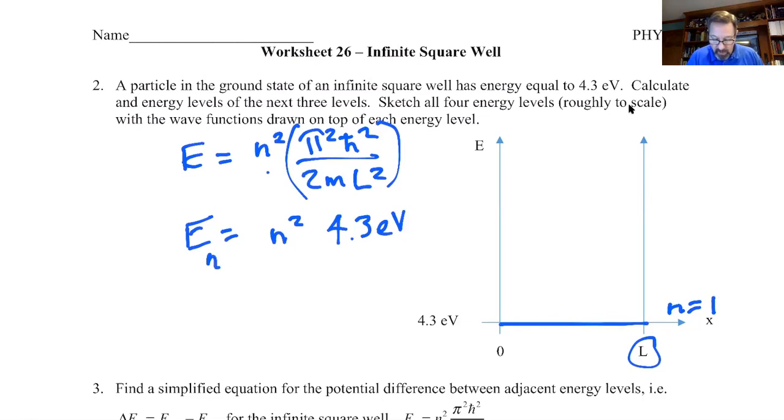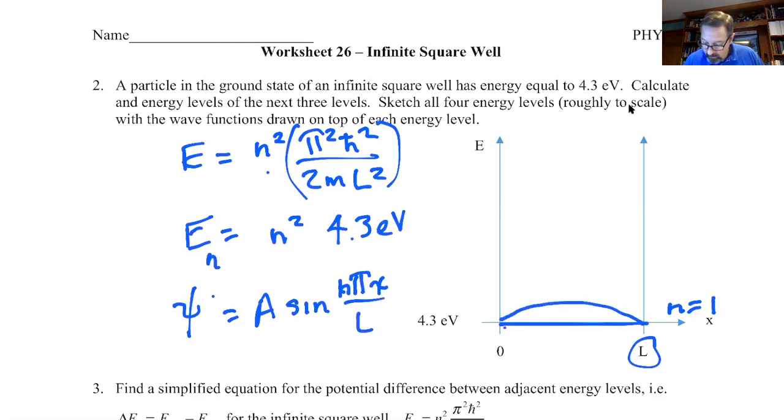What does the sine, some amplitude, which has to be found by normalizing, sine of n pi x over L look like when, for example, n is equal to 1? And I think the answer is that. Okay, that's the sine with one loop, what we would have said in the standing wave on a string experiment. Let's go over to n equals 2.